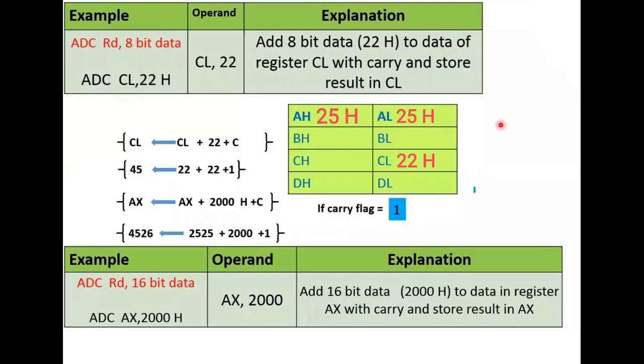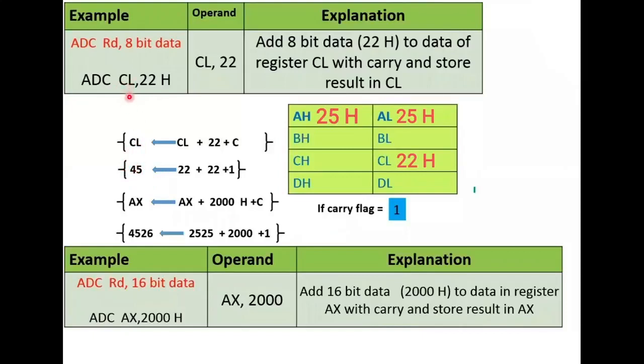Okay. Next one, immediate data is given in the instruction. Now by seeing this register CL, I can understand I am going to perform 8-bit addition, along with the carry flag status also. Fine. Now in CL I have 22. This 22 I am going to add with this 22. So that's what is given here, 22 added with this 22 along with the carry flag status. So 22 plus 22 plus 1 is 45. This 45 is the result which I am going to store in CL, because in this instruction CL is the destination operand.